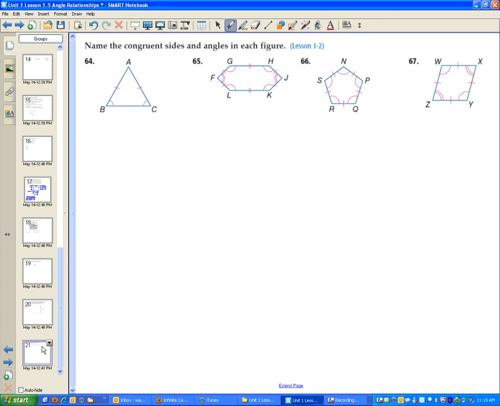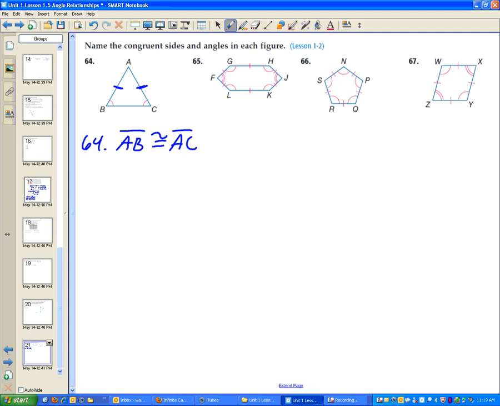When it says name the congruent sides and angles in a figure. Let's do 64 first. I'll do 64 and 65. Looking at 64, it says name the congruent sides. All right, well look, see how that side or that segment's marked congruent to that segment? Those segments are sides of the triangle. So segment AB is congruent to segment AC. And we have named the congruent sides.